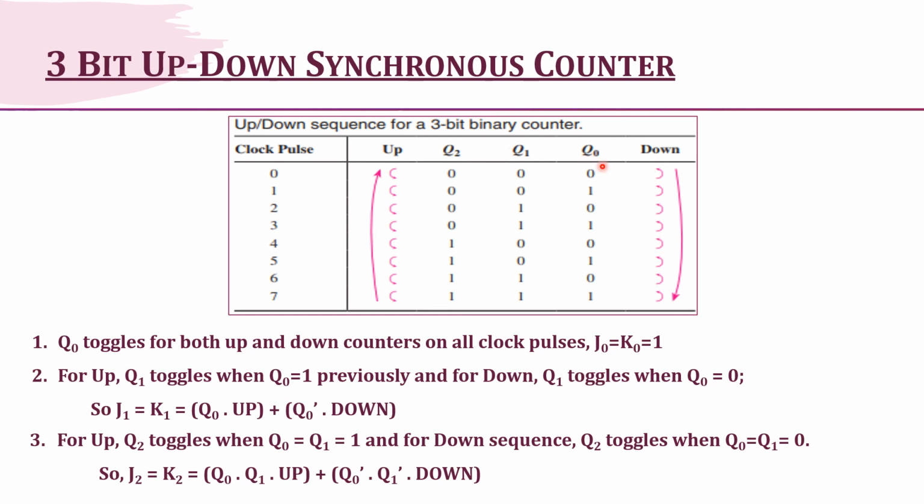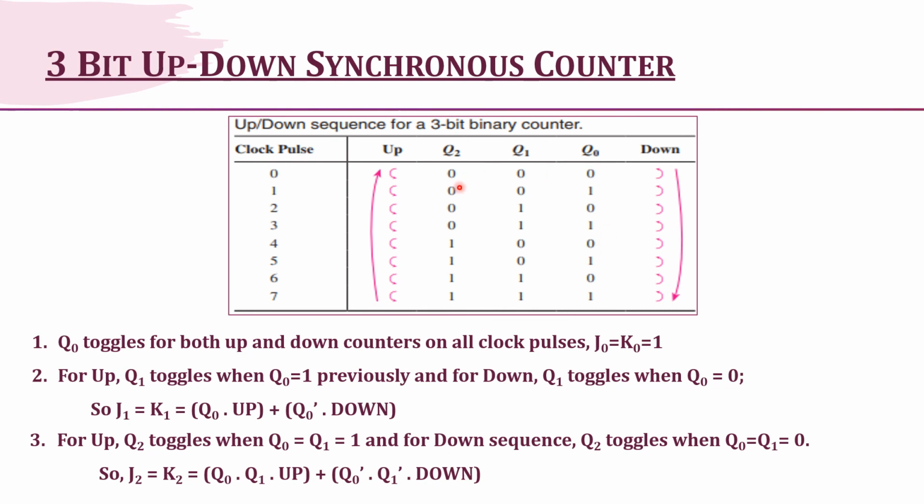Since it can work in both the modes, up mode or down mode, when we look into this Q0, we can see that this Q0 toggles its state for both the up mode as well as the down mode. For the case of up counter, the initial state is 000, then the next state is 001. It goes through the various states and reaches the 111 state. Whereas in the case of down counting, the initial state is 111, the next state is 110, 101. It continues till we reach the 000 state.